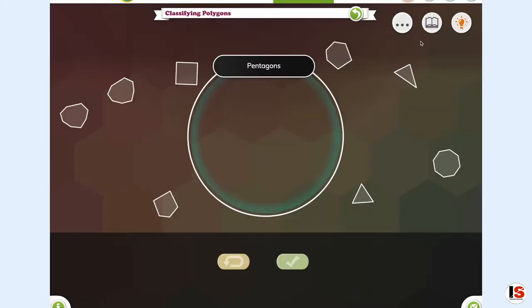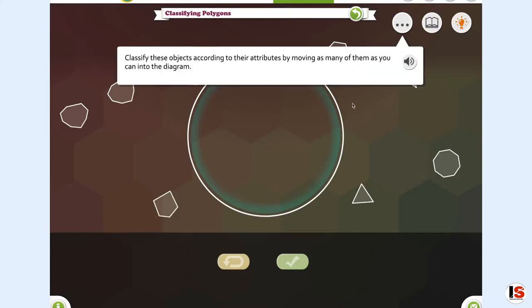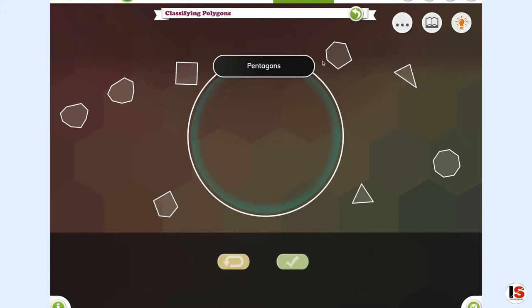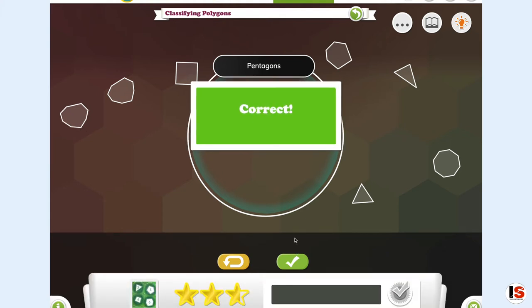Okay. So, Pentagon. Classify these objects according to their attributes by moving as many of them as you can into the diagram. Pentagons have 5 sides. That has 6. That goes there. That has 4. This has too many. 3. Yes.